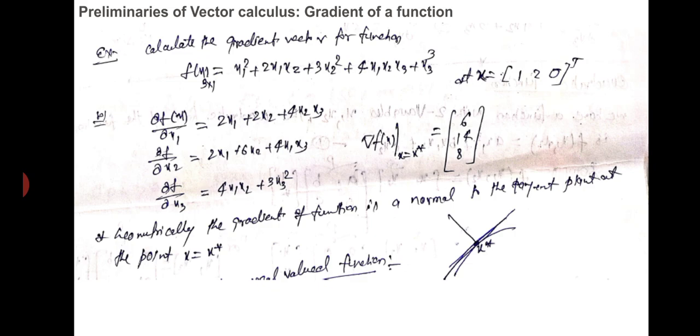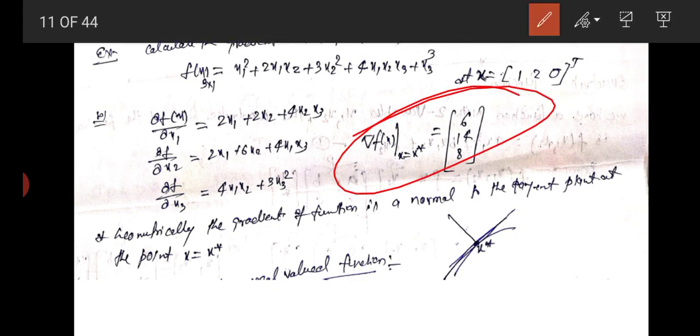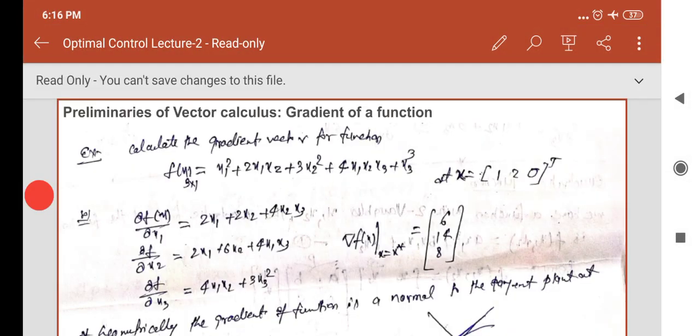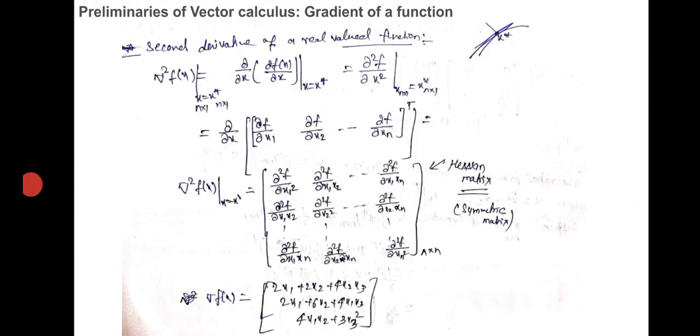When you put the values of x1, x2, x3, in place of x1 we put 1, in place of x2 we put 2, and in place of x3 we put 0. When we put these values, we get 6, 14, 8. This is the gradient of the function calculated. Okay, so it is clear.